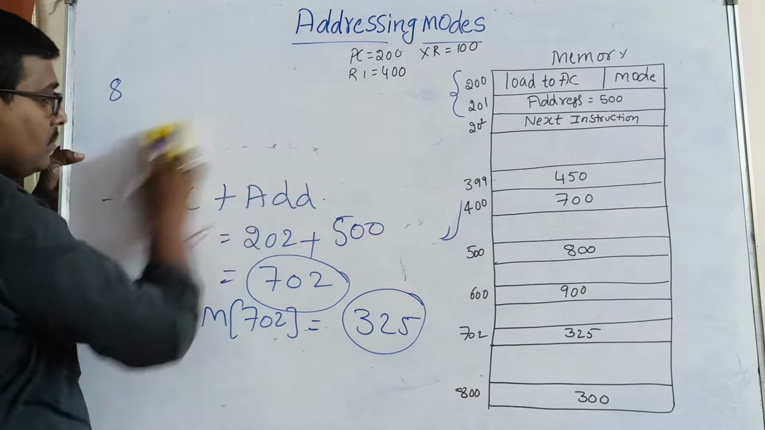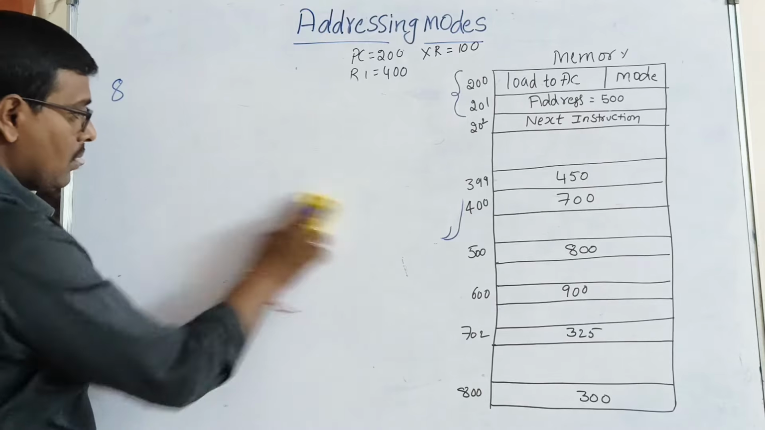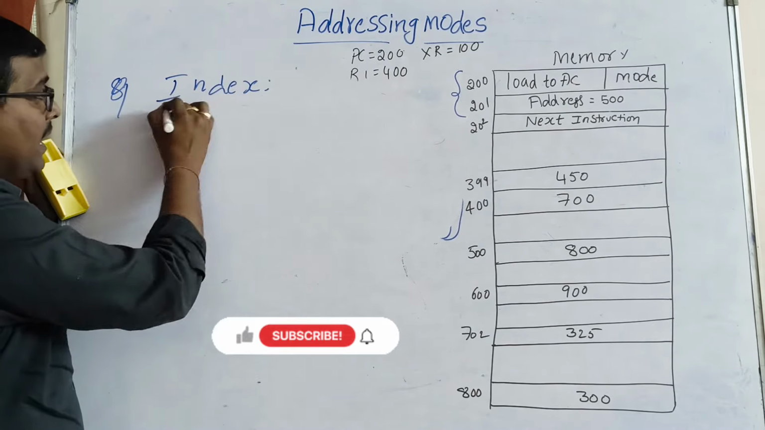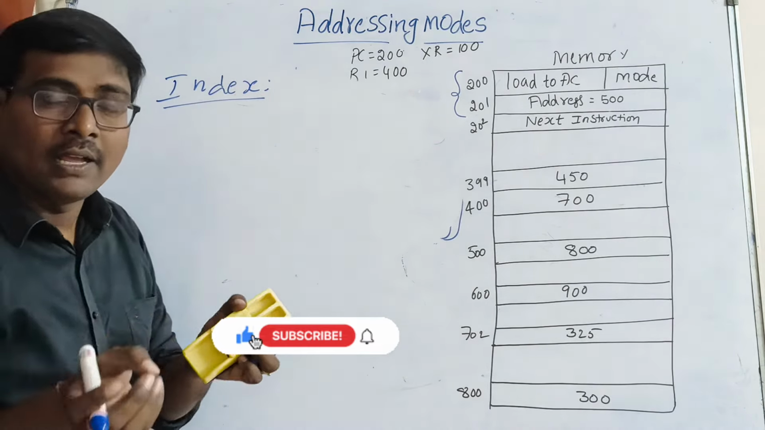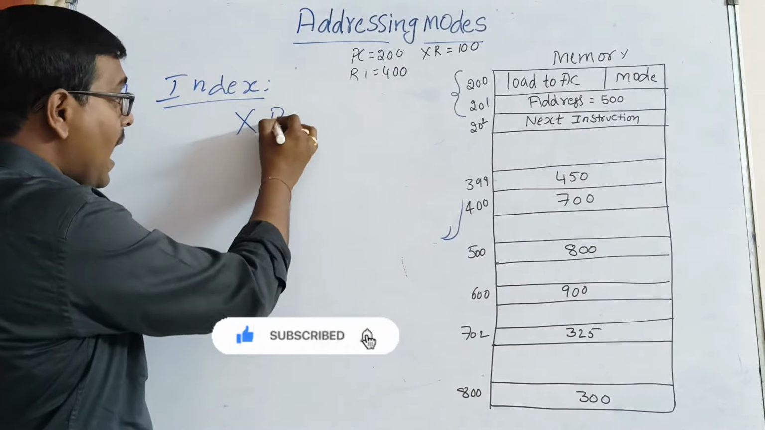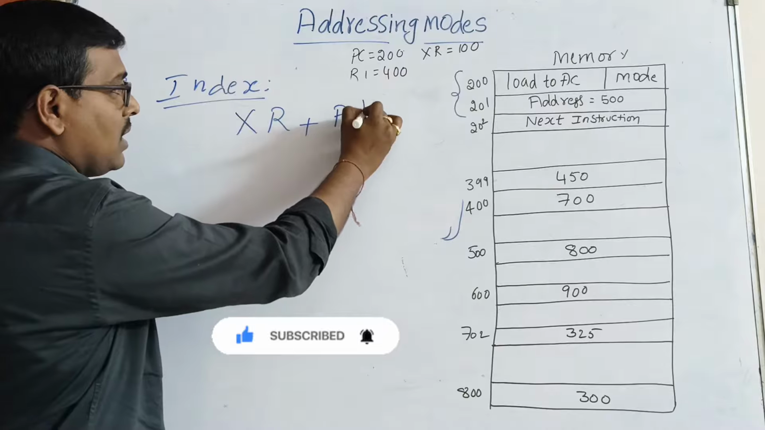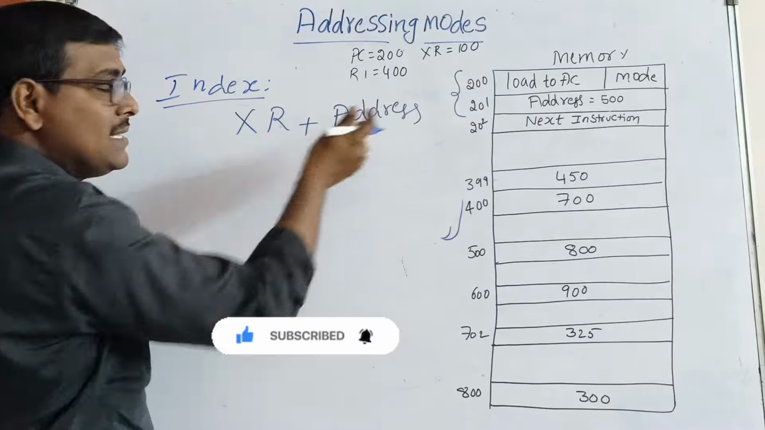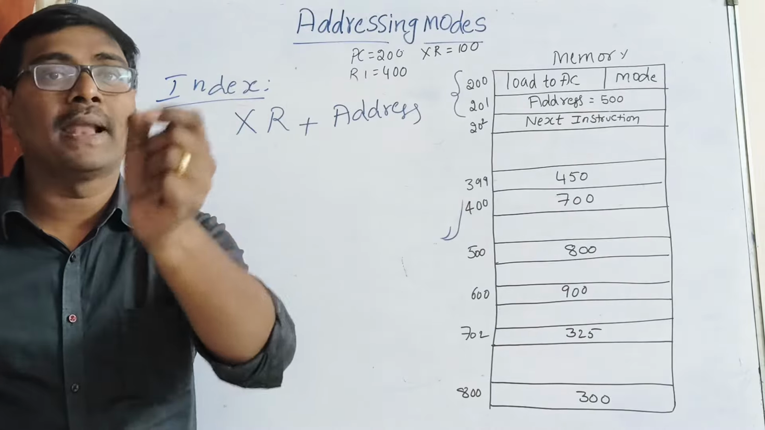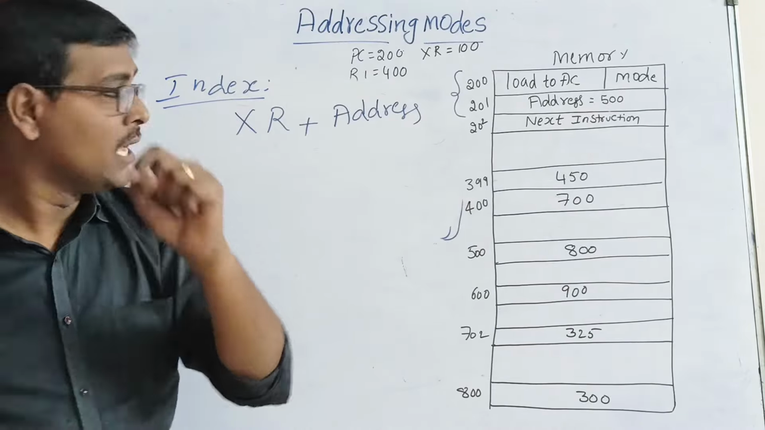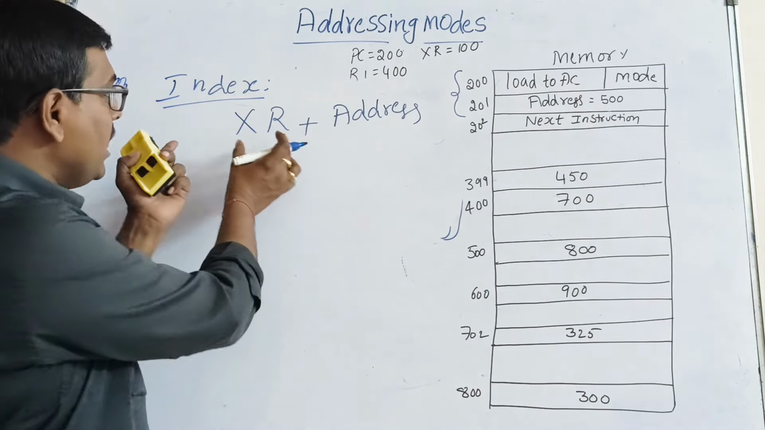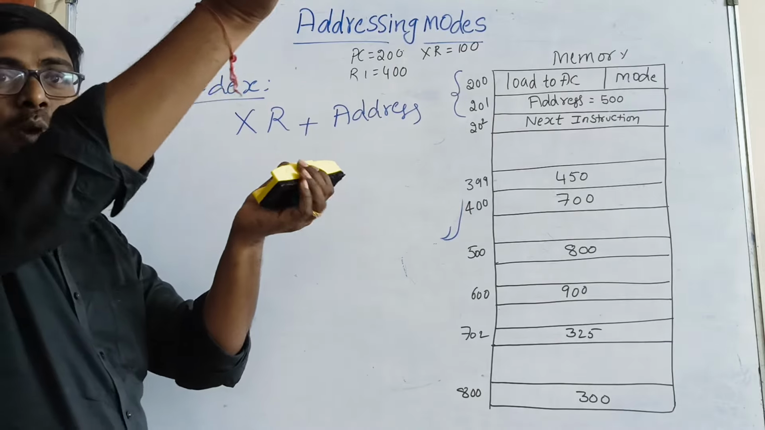Next one, index register. Index register means here the address part of the instruction is added with the index register. Generally this is used in arrays. The previous one, relative, is used in branching and short jumps. So the index is used in arrays. That is, index means it stores the base address. For example, I am at this address.